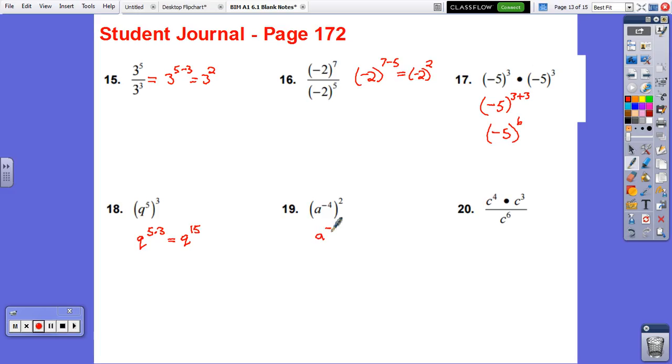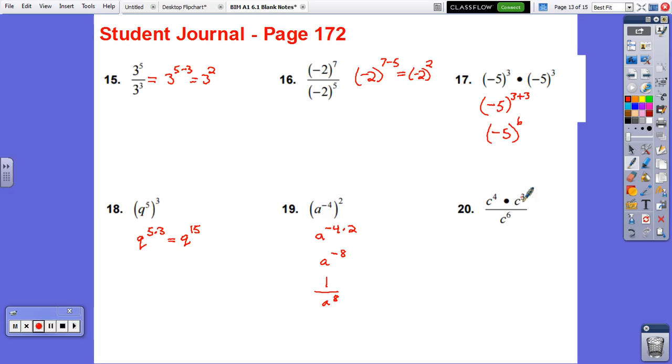Same thing here, this is a power to a power, so we multiply them. We get a to the negative 8, which we then use our negative property to drop it down to the bottom. And that actually shouldn't be a negative. Once we've moved it, we need to go ahead and make that a positive. Sorry, guys.